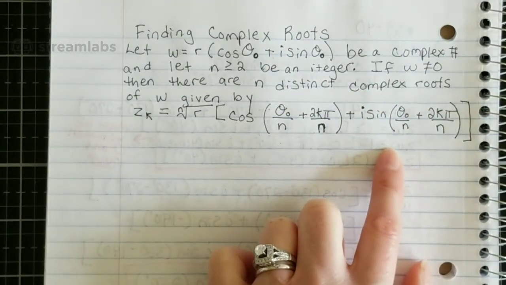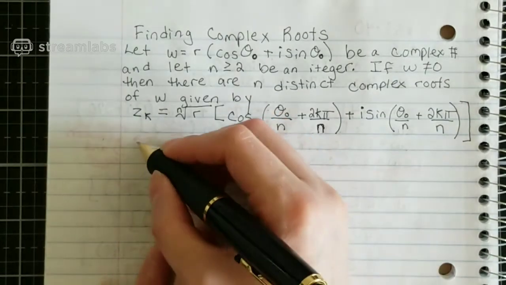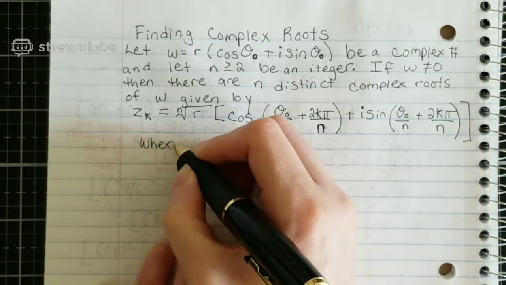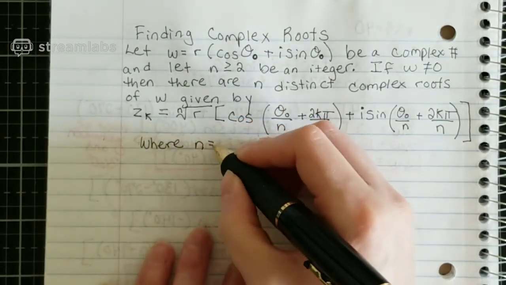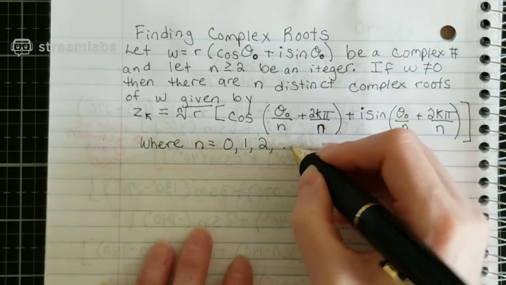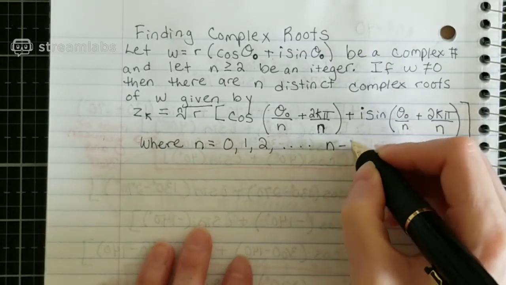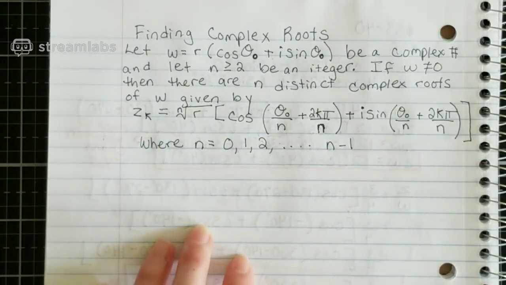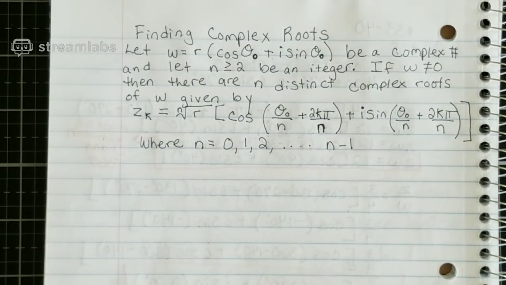And k can be 0, 1, 2, 3. It just depends on what they give you. When we do the problem, I think it'll make more sense. 0, 1, 2, dot, dot, dot, n minus 1. So they're saying you're going to have to unfortunately do this multiple times. And this is what we're going to do for 53 to 60.